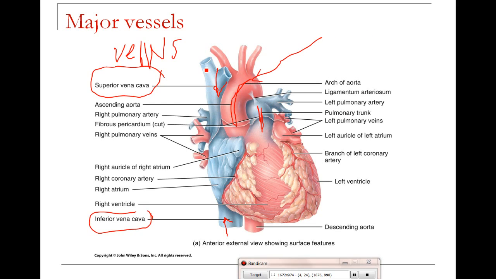So here are the main major vessels: superior vena cava, inferior vena cava, aorta. There are other parts of the aorta, which we don't have to talk about right this minute. Then the pulmonary trunk, and the pulmonary veins are down here, and there are pulmonary veins on both sides. When you see it on a model, it'll make things easier for you.